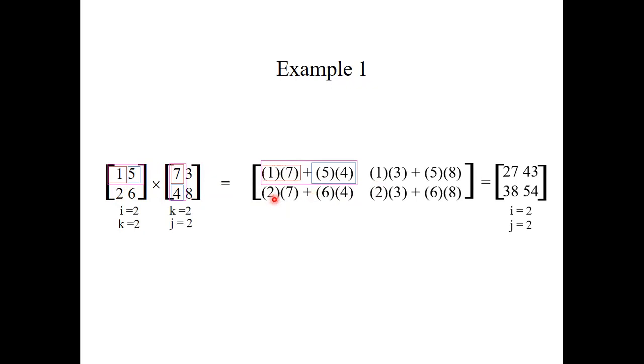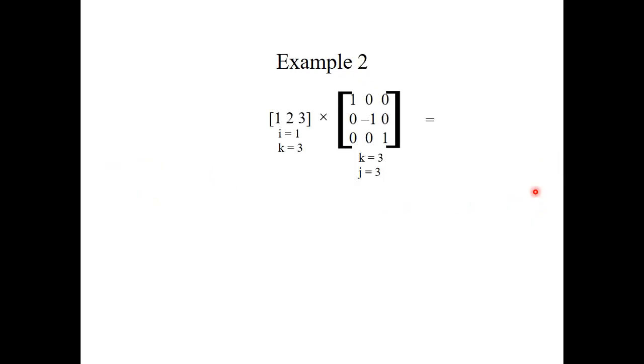Sorry about that. So last but not least, we have to multiply the second row with the second column. So it's 2 times 3 plus 6 times 8. You see this here. So this now determines the values of the product matrix, which are 27, 43, 38, and 54.